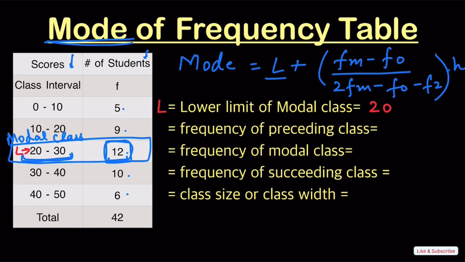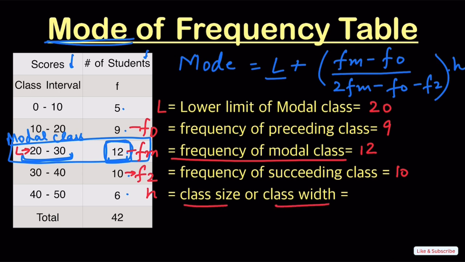Now what does Fm stand for? Fm stands for the frequency of the modal class, and that's right here, and its value is 12. The frequency of the preceding class, the class interval just before that, is denoted by F0, and its value is 9. The frequency of the succeeding class is denoted by F2, and its value is 10. Now what is the class size? Class size is denoted by the letter H, or class width. It's the upper limit minus the lower limit. So that's 30 minus 20, which gives us 10.